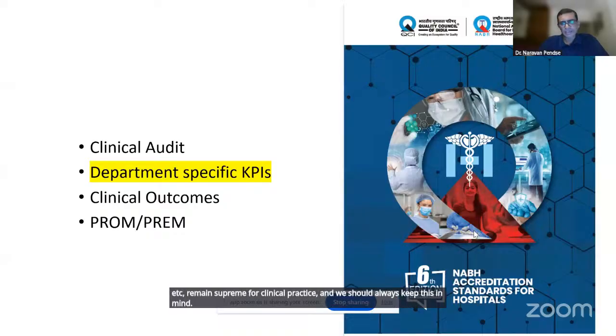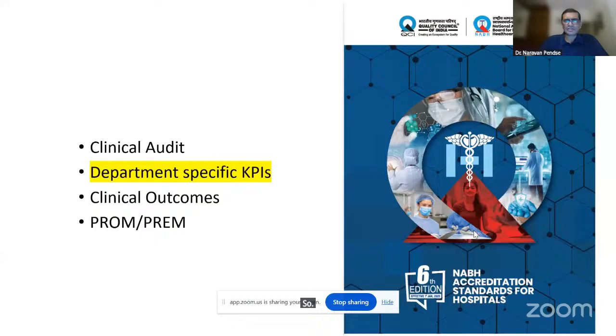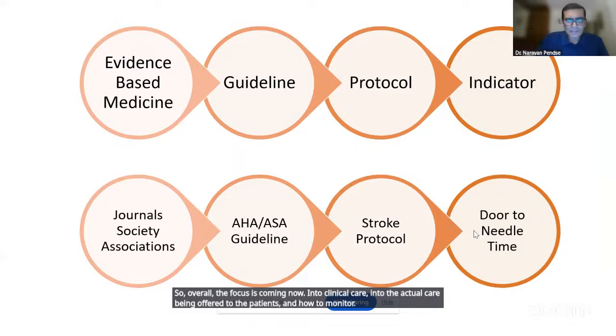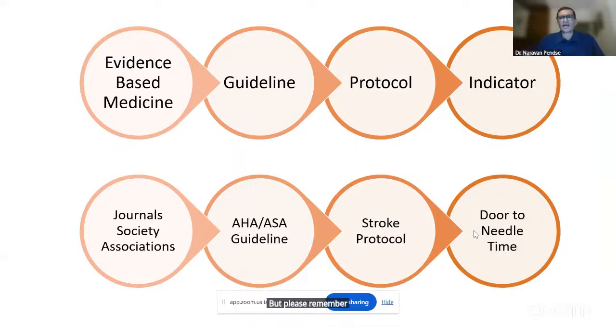So, the focus this time in the sixth edition is on clinical audits, on department specific KPIs, some of which we are going to discuss in this session, on clinical outcomes, and of course on PROMs and PREMs. So, overall, the focus is coming now into clinical care, into the actual care being offered to the patients and how to monitor it. But please remember, there is a larger purpose and the flow of indicators.